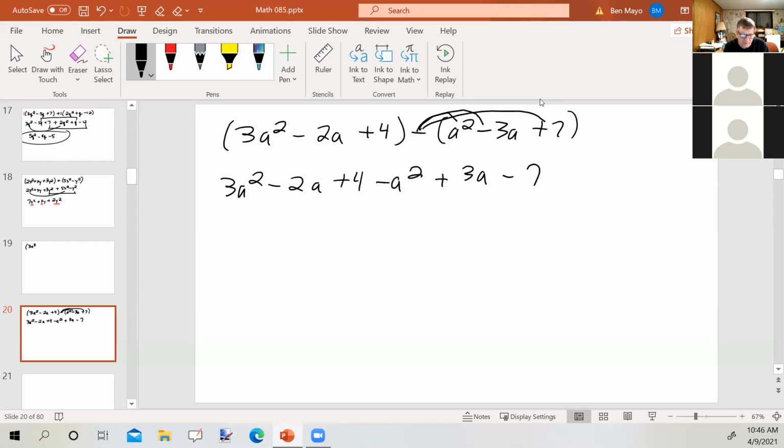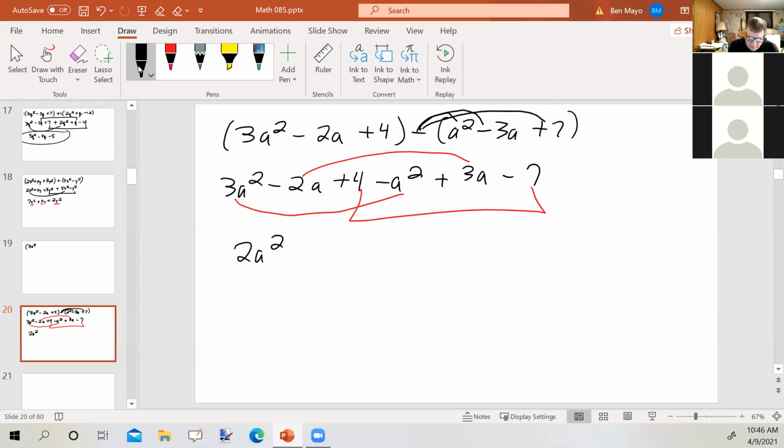So in the process of distributing that subtraction sign, I got rid of the parentheses around the second trinomial. Now I'll combine like terms. Those two terms go together, those two terms go together, and those two terms go together. And I'm combining like terms and doing it in descending powers as I go. 3a squared minus 1a squared is 2a squared. Minus 2a plus 3a is plus 1a. And plus 4 minus 7 is minus 3.